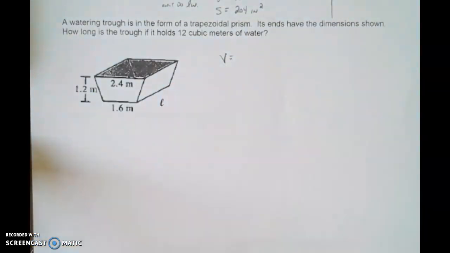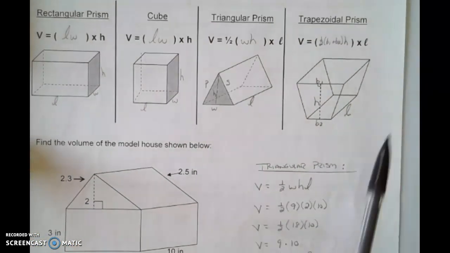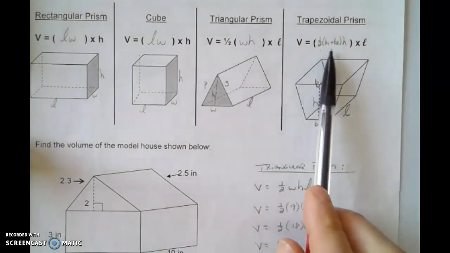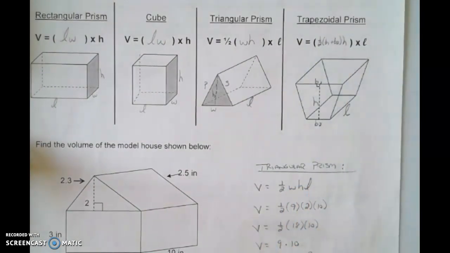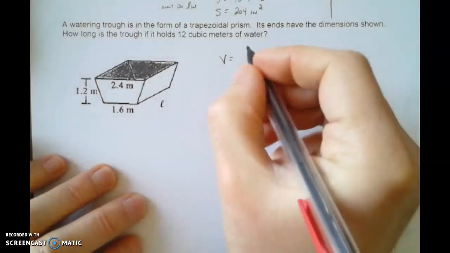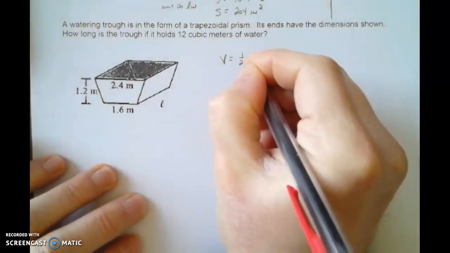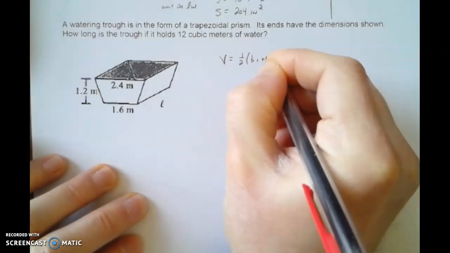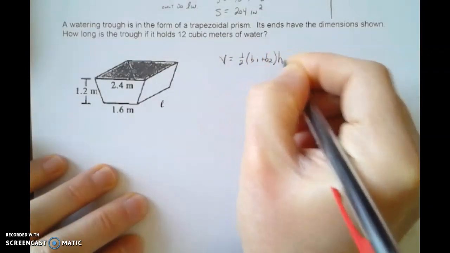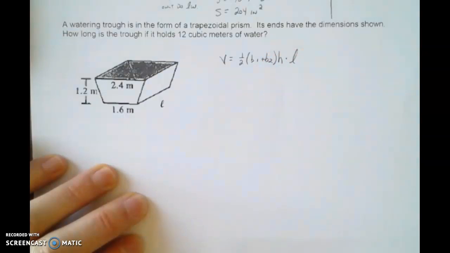If I remind myself, I had said before, if I have a trapezoidal prism, this is the volume formula. V equals half base 1 plus base 2 times the height times the length. So let's go ahead and write that in. V equals 1/2 times, in parentheses, base 1 plus base 2, times the height times the length.